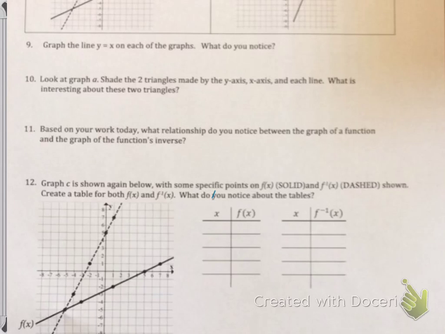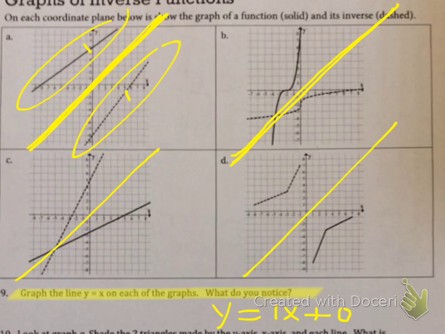All right, so here's some questions that go along with those graphs. Number 10 says, look at graph A, and it says, shade the two triangles made up by the x-axis and the y-axis. Okay, and then it says, what is interesting about those two triangles? So go back and look at graph A and shade the two triangles made up by the x and y axis and each of the lines. So let's go back and look at that. Let me erase my original graph here.